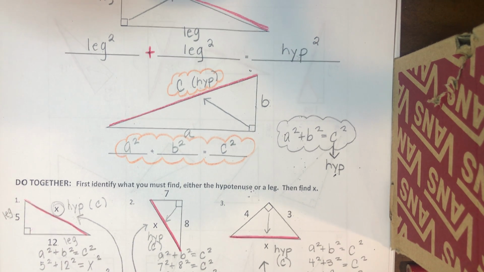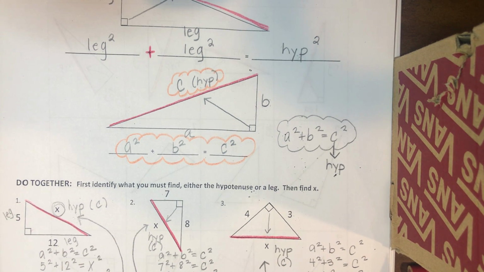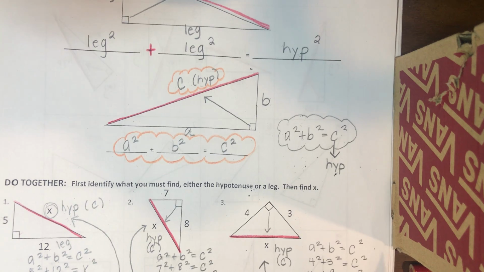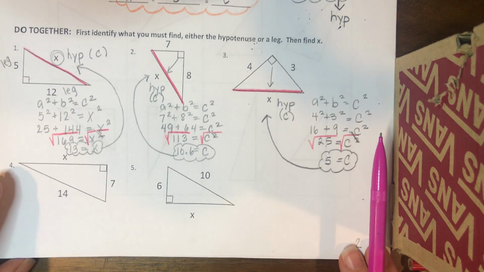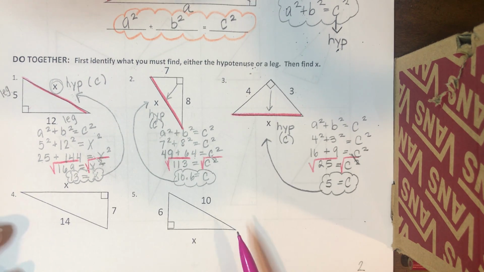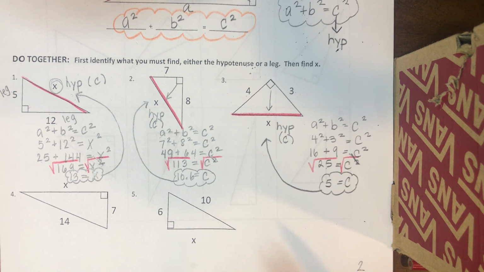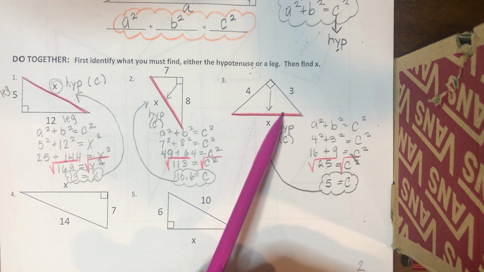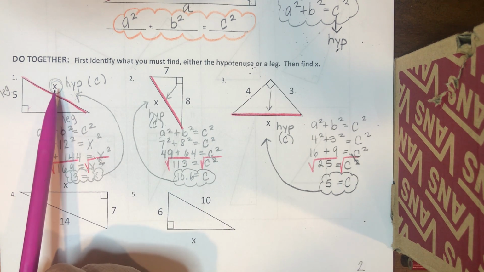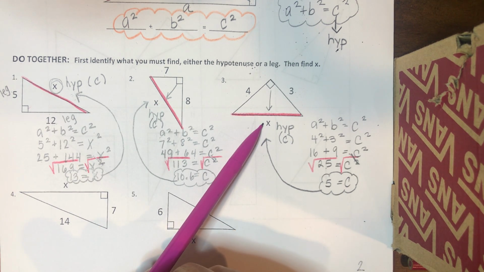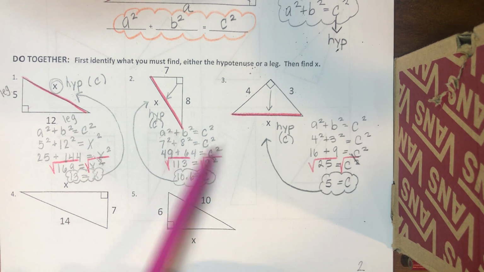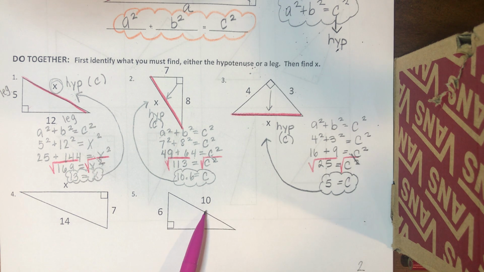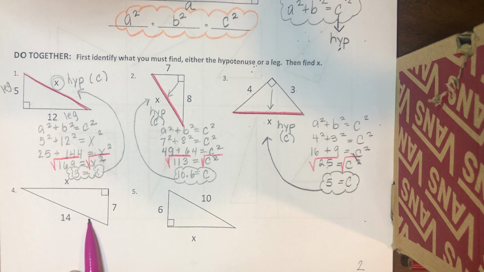So we did 1, 2, and 3 together yesterday, but we are going to take a look at 4 and 5 on that same note sheet. So 1, 2, and 3, when we figured them out, we always had to figure out the hypotenuse. So that was nice and easy because the hypotenuse was always what we were looking for. When we do 4 and 5, they're going to be slightly different. So let's take a look at number 4.